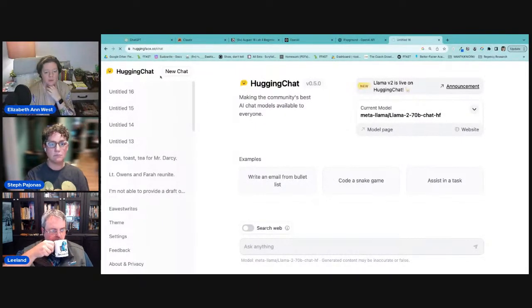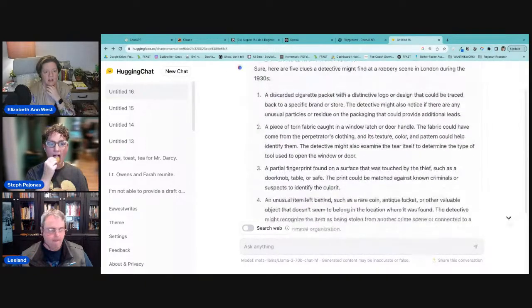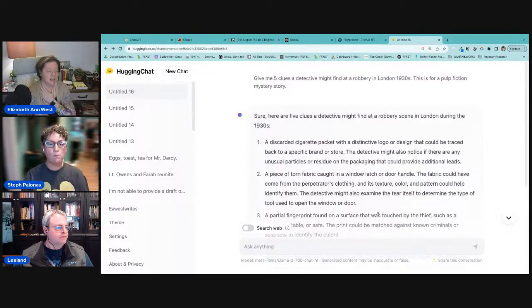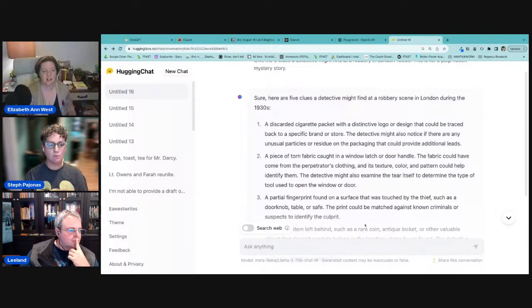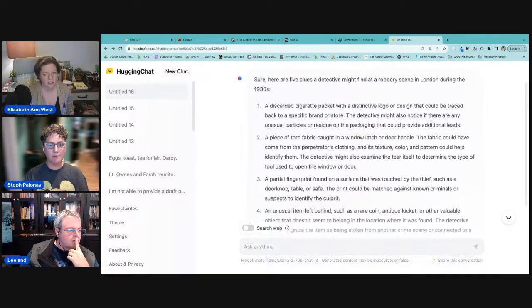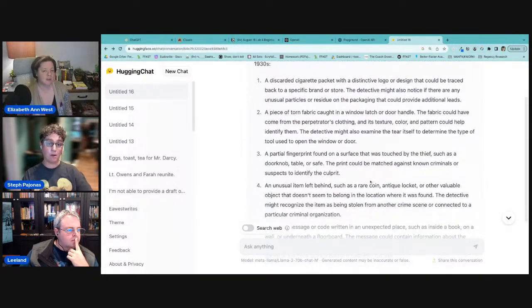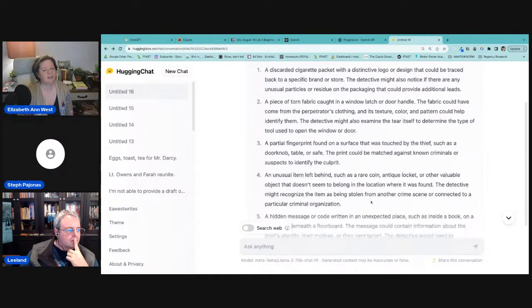Oh, it was running and it crashed? No, okay, it's running. Okay, there it goes. So here is what Hugging Chat, this is Llama, gave for 5 clues the detective might find at a robbery scene in London during the 1930s. A discarded cigarette pack with a distinctive logo or design that can be traced back to a specific brand or store. The detective might also notice any unusual particles or residue on the packaging that could provide additional leads. A piece of torn fabric caught in a window latch or door handle. Now that's similar to what Claude had with the torn tweed on the window.